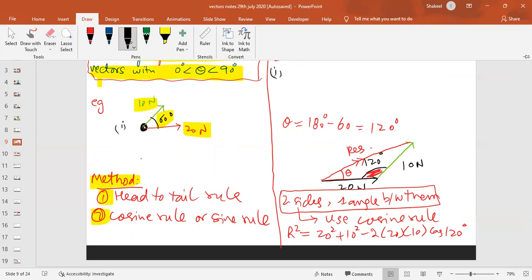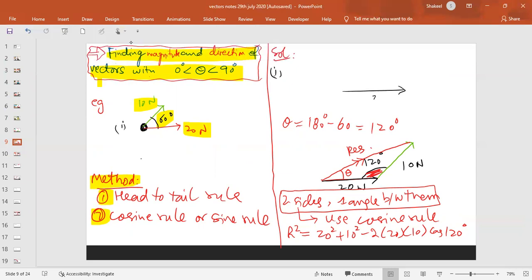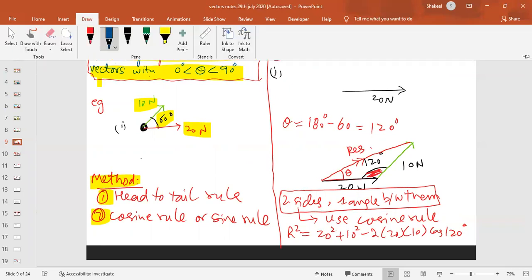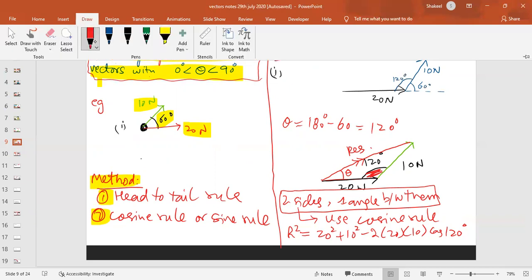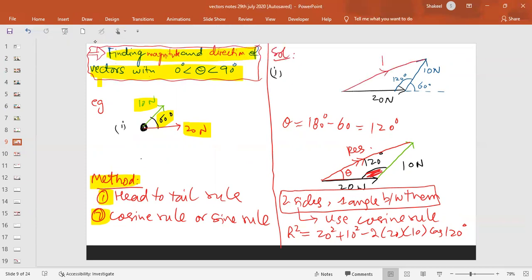So let me draw the diagram for you. First, you have to draw 20 Newton, and then you have to draw 10 Newton, like this. And again, this angle was 60 degrees, so it means this angle is 120 degrees. It's actually the same question as we have done before. So this is your resultant. You can use the cosine rule to find the resultant, and for the angle, you can use the sine rule.